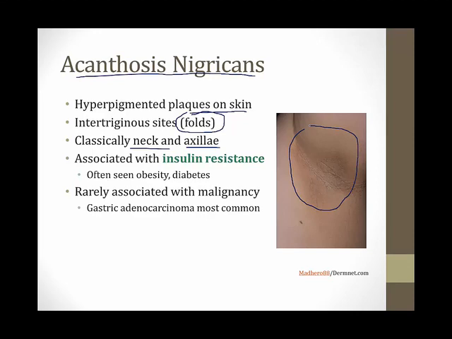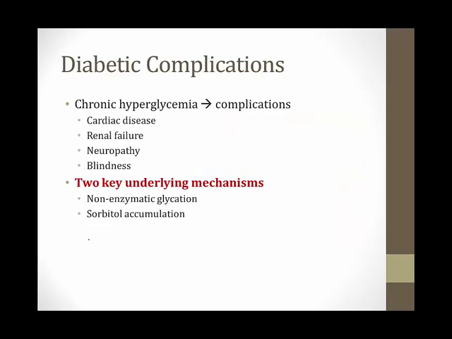The mechanism for this skin finding is poorly understood, but acanthosis nigricans is strongly associated with insulin resistance. You will see it in people who are obese and people who have diabetes. In addition, it is rarely associated with malignancy, and among the different malignancies associated with acanthosis nigricans, gastric cancer is the most common. For the remainder of this module, I'm going to talk about complications of diabetes.